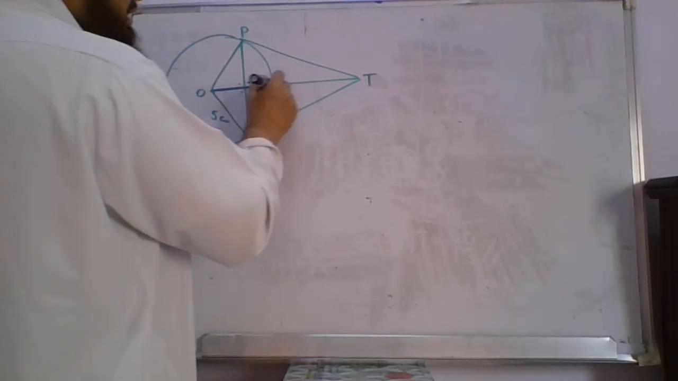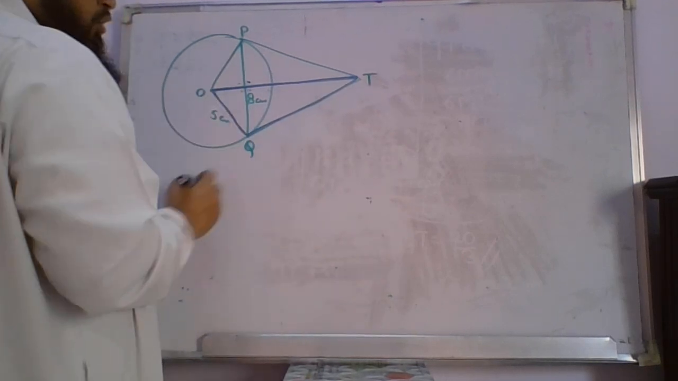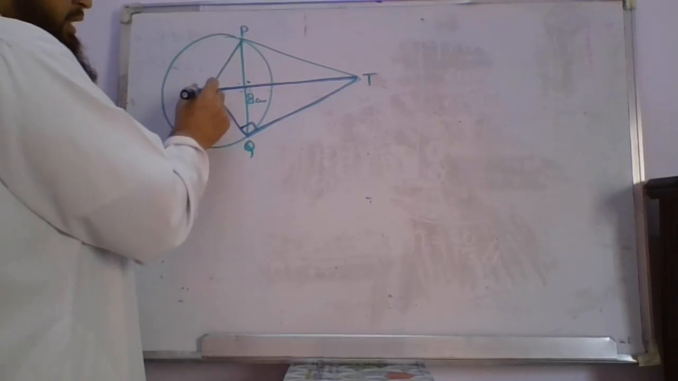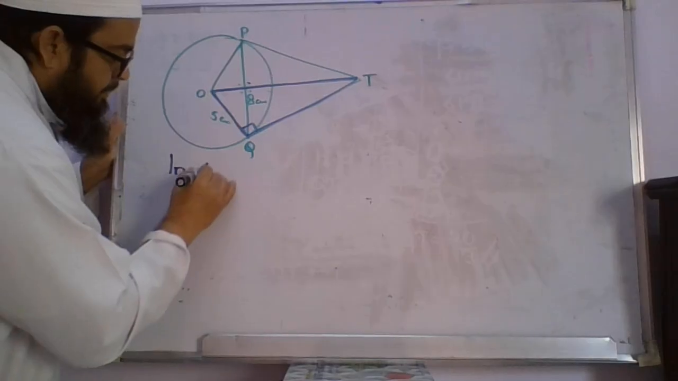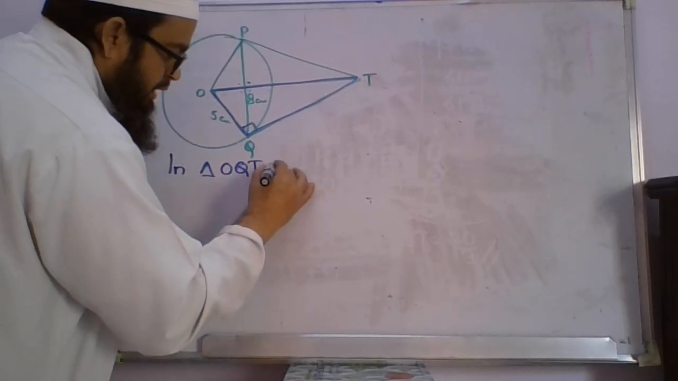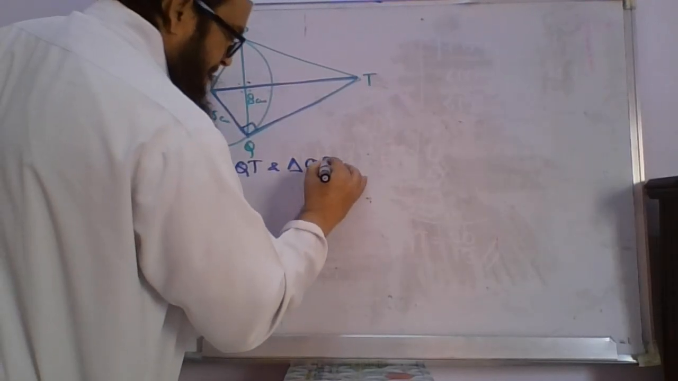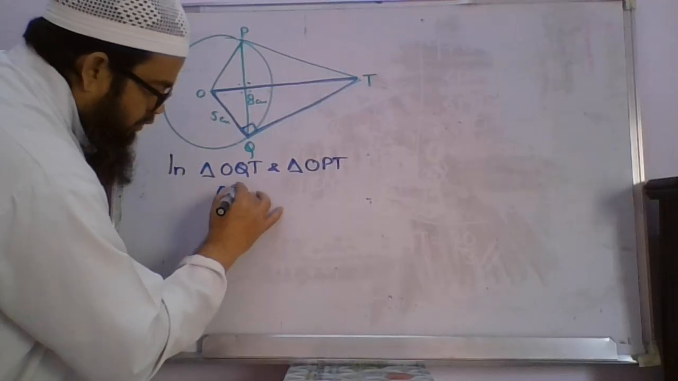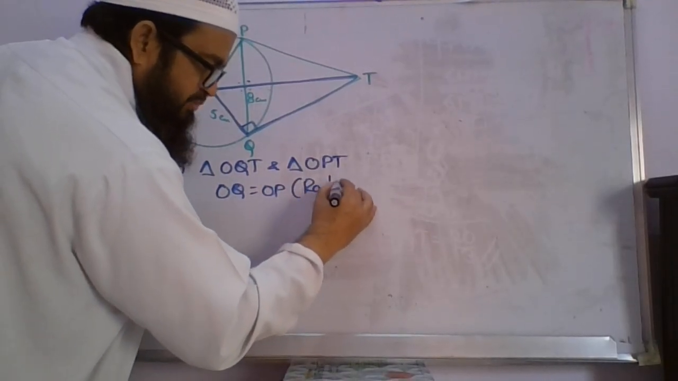So what is this triangle? The blue one, OQT. Is this 90 degrees? Okay, because radius is perpendicular to tangent. So in triangle OQT and triangle OPT, OQ is equal to OP. Why? Radii of same circle.